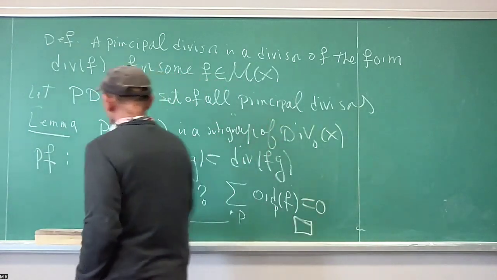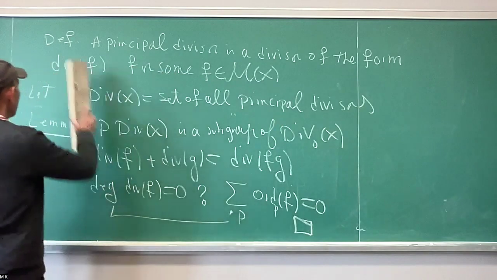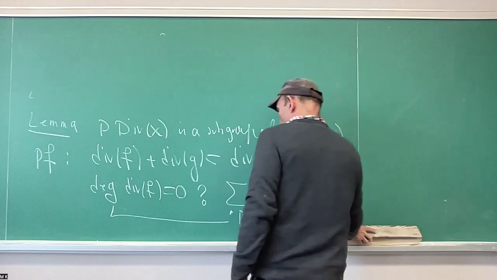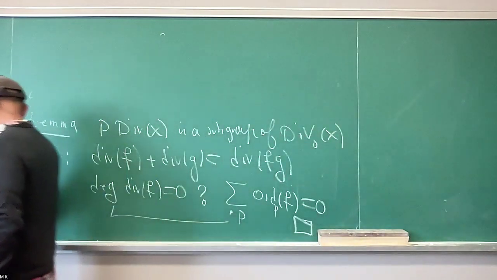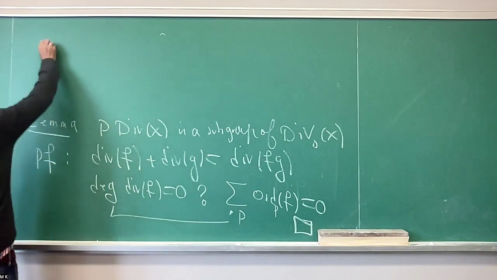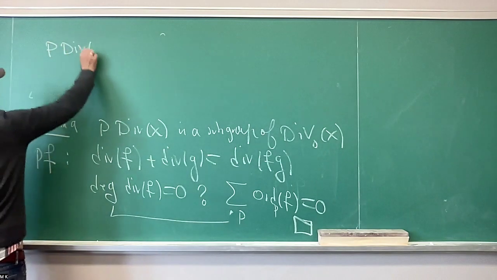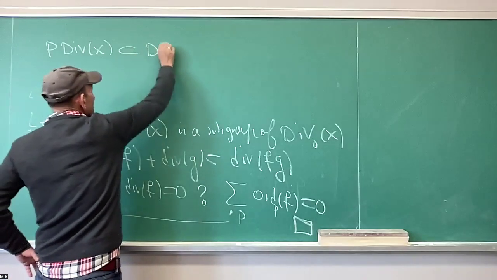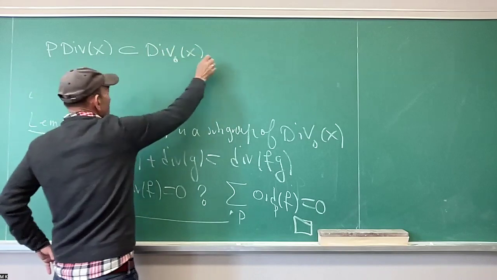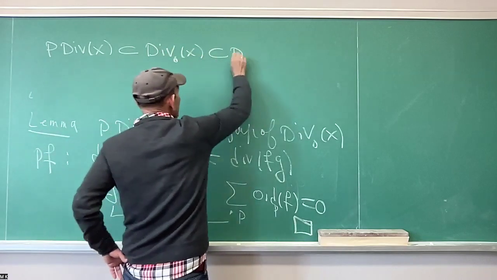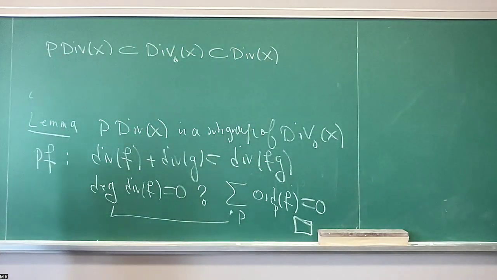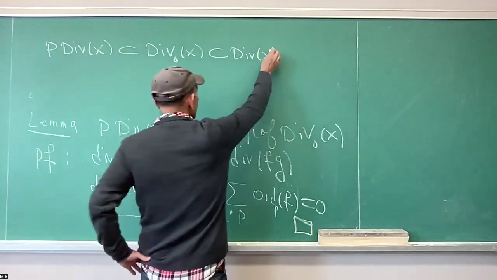So the picture that emerges is the following very interesting picture. Now we have a sequence of groups. You should keep this in mind because it's always very important. So we have P div X is a subgroup of div 0 of X, and this is a subgroup of div X. Okay. So we have this picture of a sequence of groups.